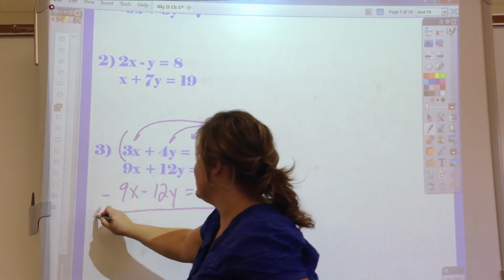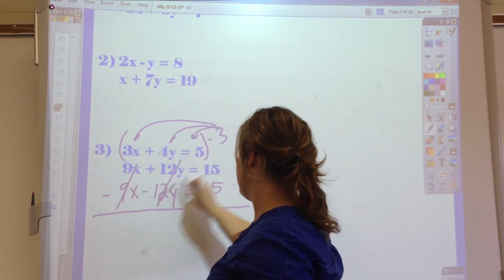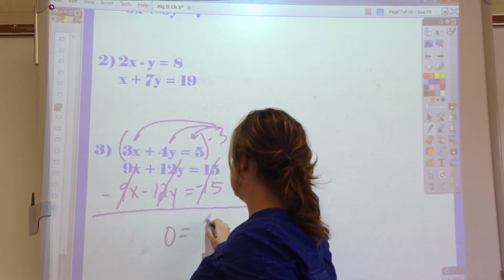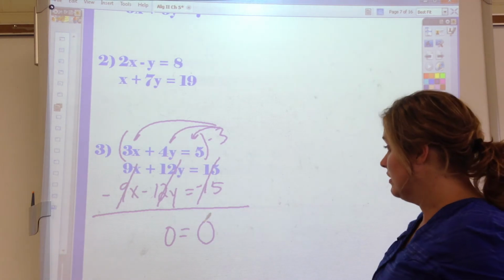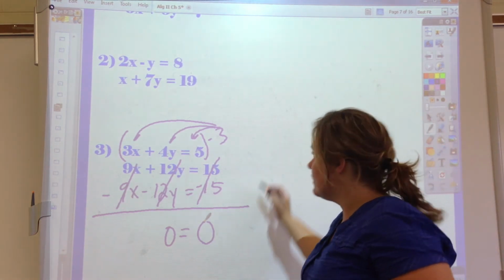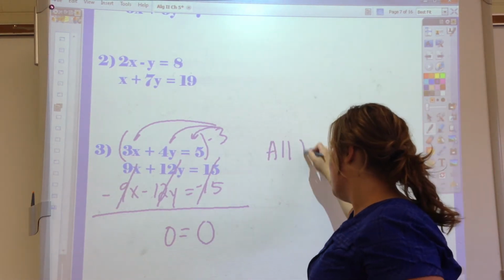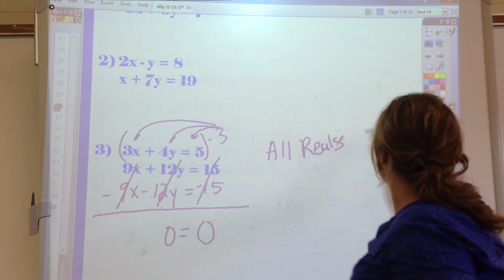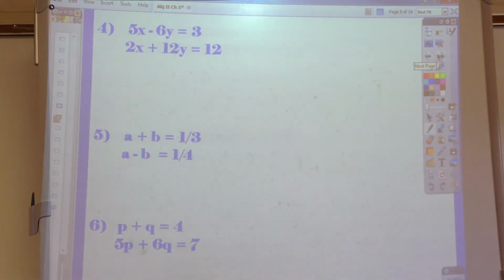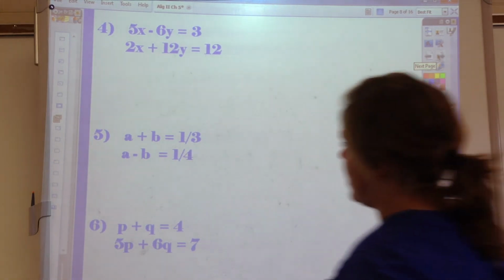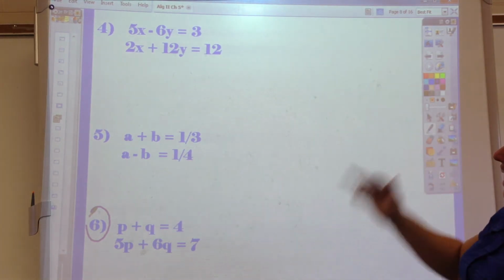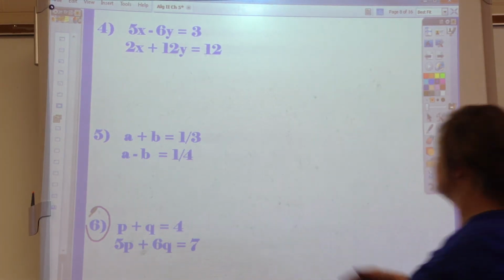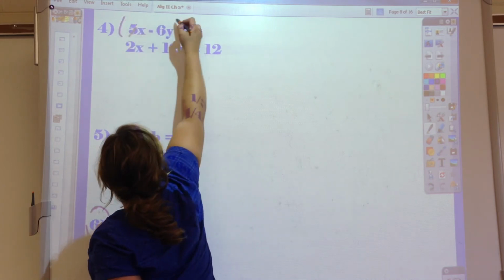When I combine these together, here they cancel, oh, everything cancels. I end up with 0 equals 0. What do we know about that from the previous section? That it's a true statement, and so my solution is all reals. All right, let's try 2 more together, and then I'm going to want you to try number 6 on your own. Number 4. In order to add those together and have a variable cancel, what would I multiply by?